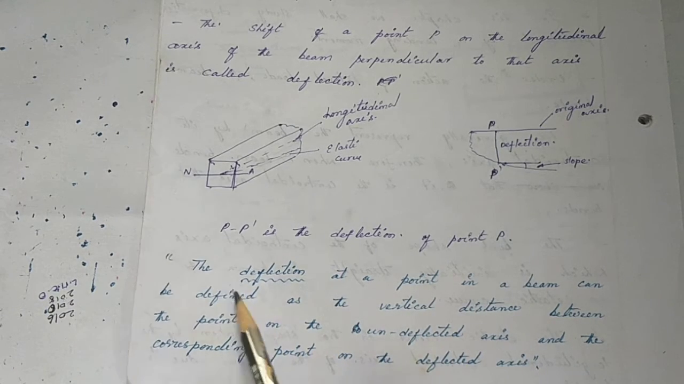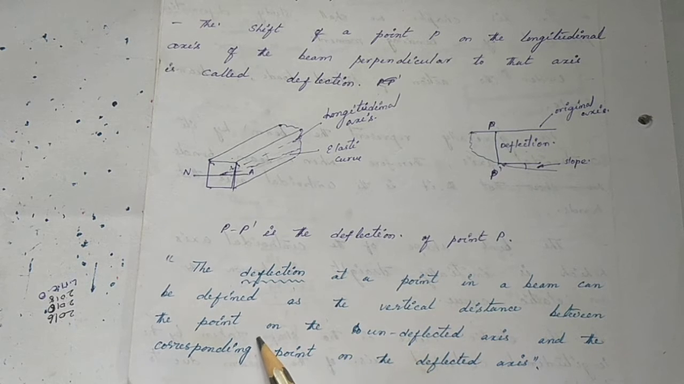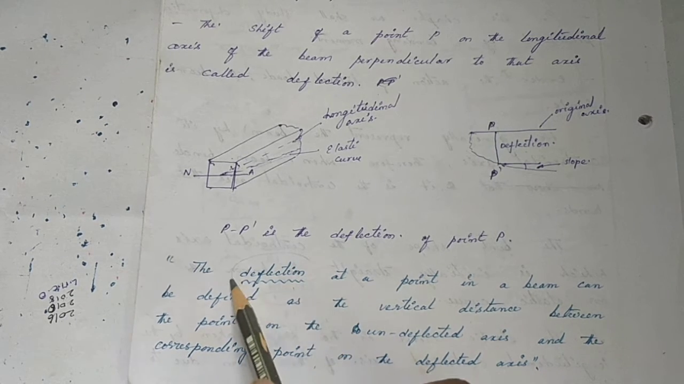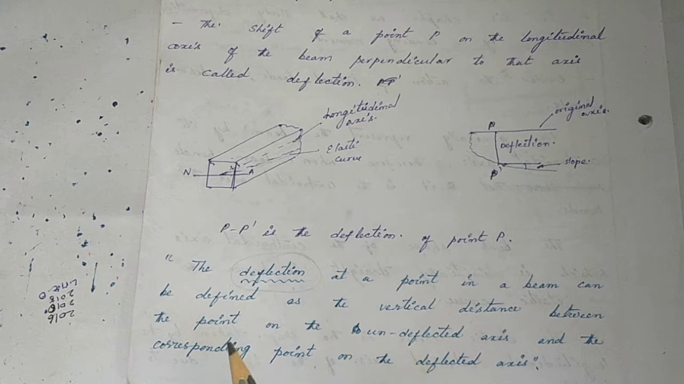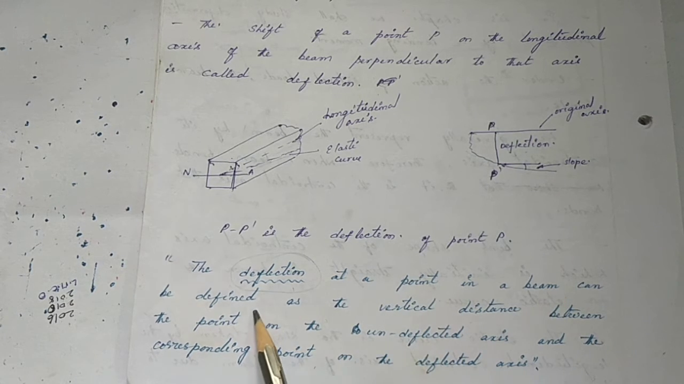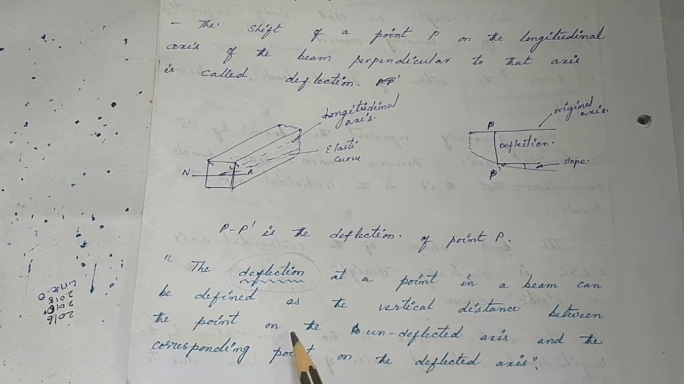Next, the deflection at a point in a beam can be defined as the vertical distance between the point on the undeflected axis and the corresponding point on the deflected axis. It is the final deflection. The deflection at a point in a beam can be defined as the vertical distance between the point on the undeflected axis and the corresponding point on the deflected axis.